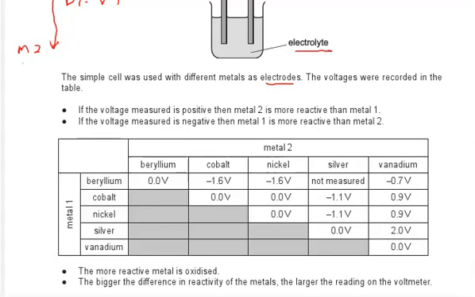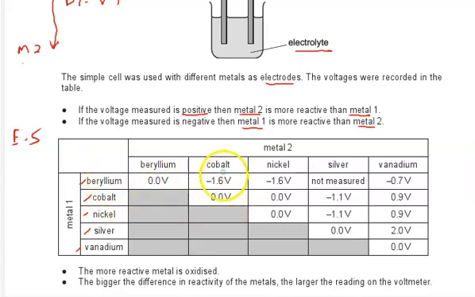Okay, now if the voltage measured is positive, then metal 2 is more reactive than metal 1. If the voltage measured is negative, then metal 1 is more reactive than metal 2. Here we have beryllium, cobalt, nickel, silver and vanadium, and the same goes here. Now we have to rearrange them in an electrochemical series. The higher one will be the most reactive and the lower one the least reactive. When you have the same metals, it will be 0.